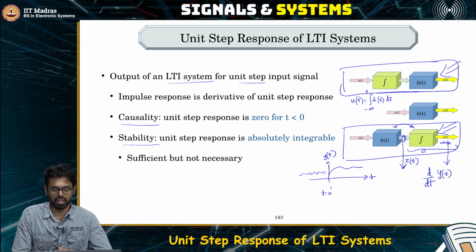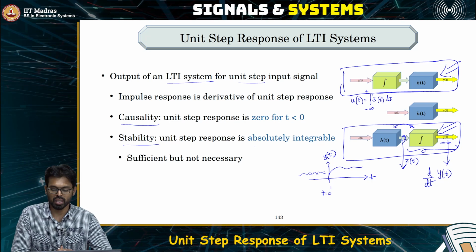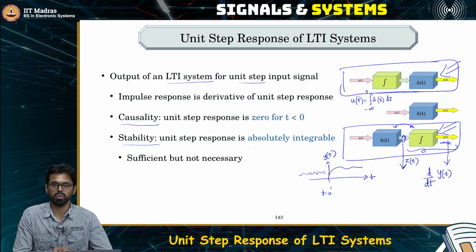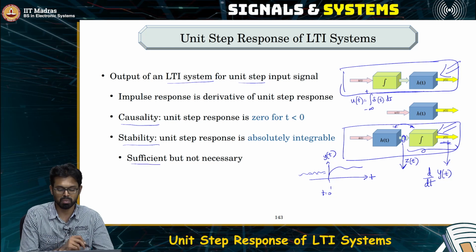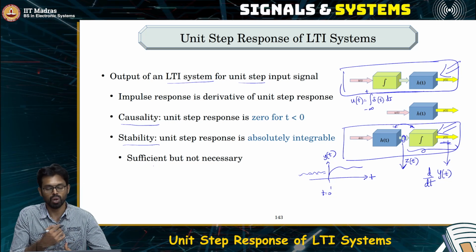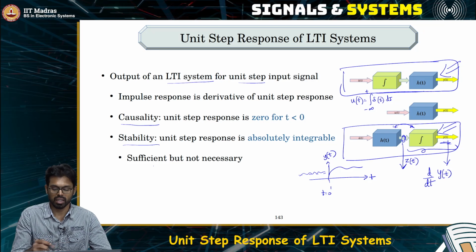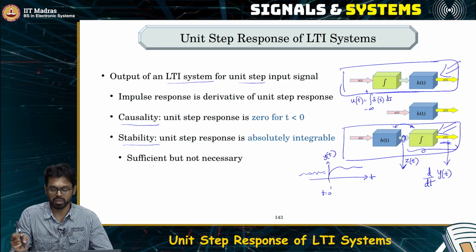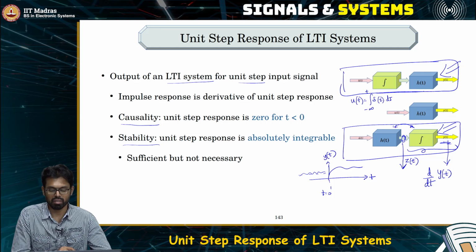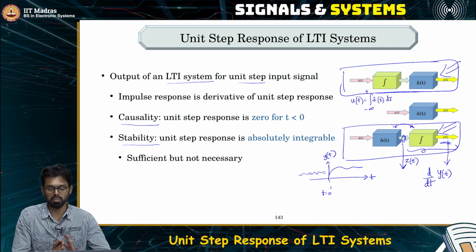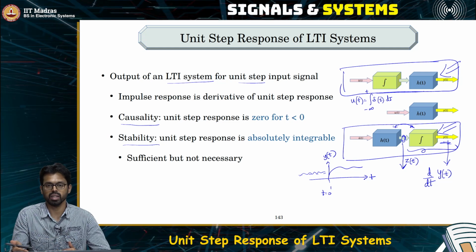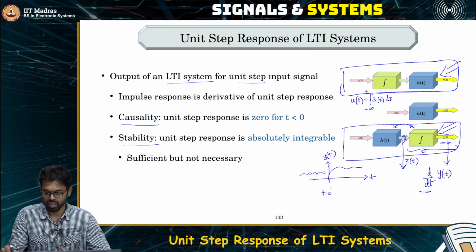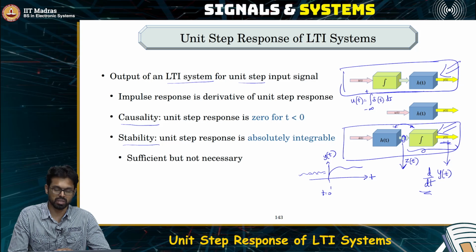Similarly, we can say the same thing about stability. As long as the step response is absolutely integrable, we can say the system is stable, but once again this is a sufficient condition but not necessary, meaning it can so happen that the step response is not absolutely integrable and still the system is stable. So the conditions that we get from the step response are only sufficient but not necessary conditions. This condition need not be satisfied, but still the system could be stable, because we have to take the derivative here, and only then can we get the impulse response.